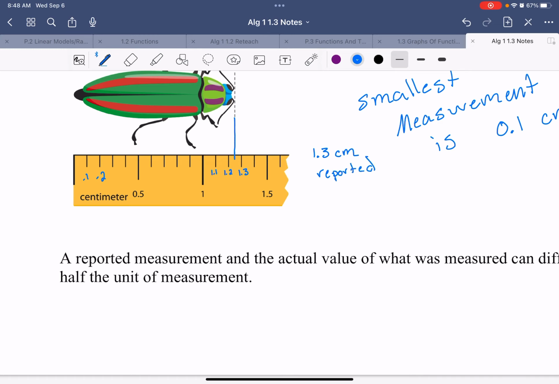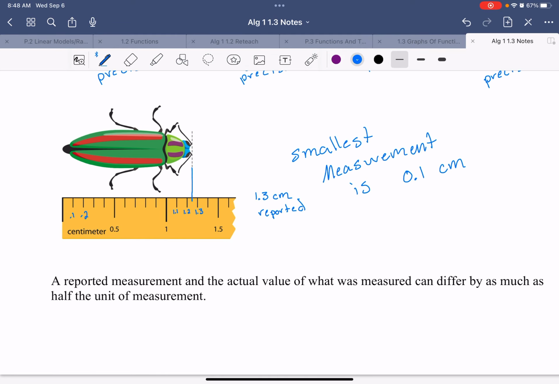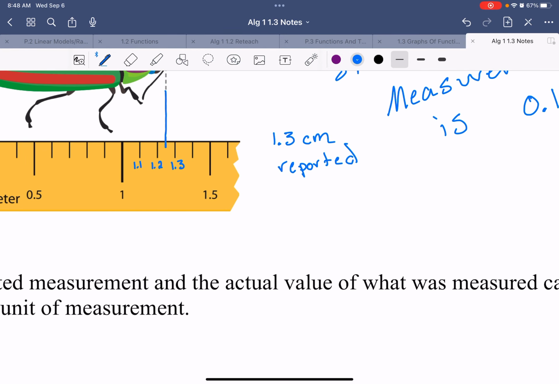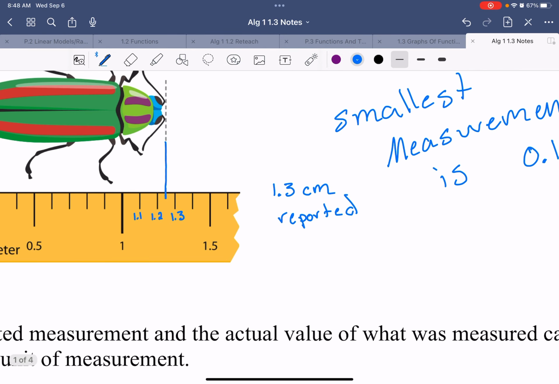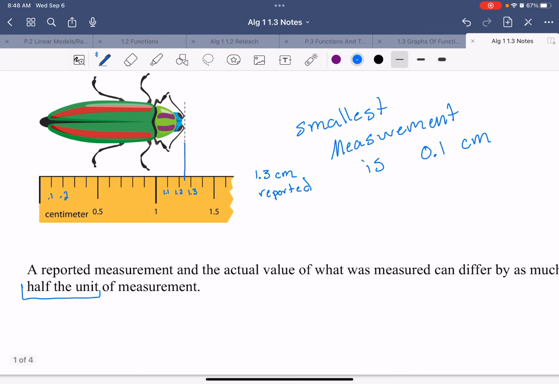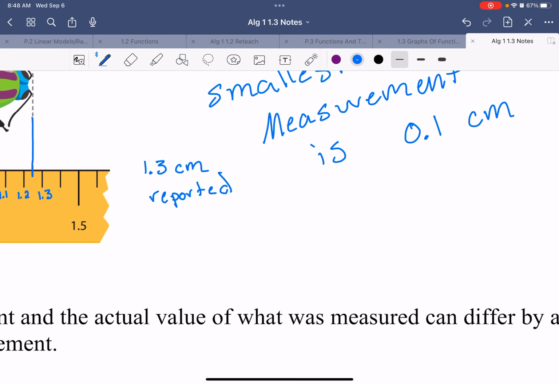But again, there's always that measurement error. There's always a bit of error. So to determine how much error there could be, that means that this measurement of this beetle could really be half a unit either way. So a reported measurement and the actual value of what was measured can differ by as much as half the unit of measurement. So I would take this 0.1 and take half of it, which is 0.05.